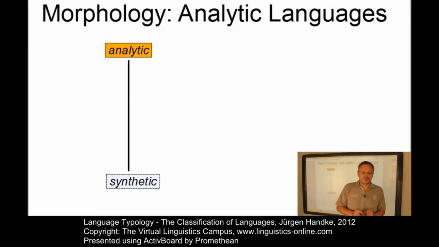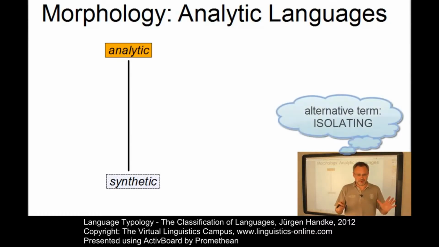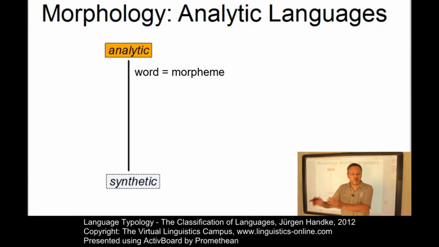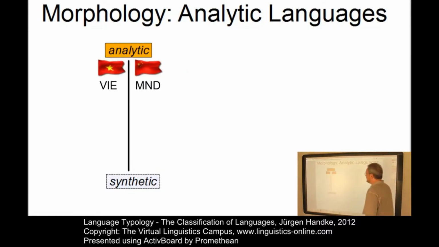Analytic languages, also referred to as isolating, generally do not allow the segmentation of their words. That is, the words of an analytic language cannot or can hardly be split into smaller units. Thus, a typical analytic language is a language where there's a one-to-one correspondence between words and morphemes. Well-known examples of analytic languages are Chinese and Vietnamese.